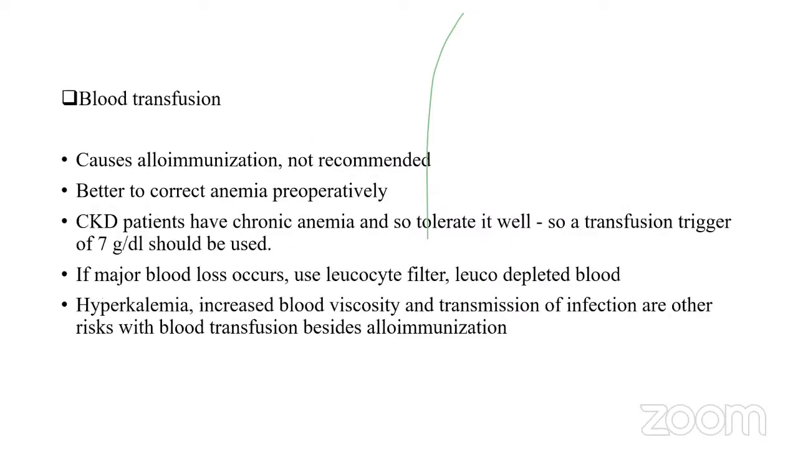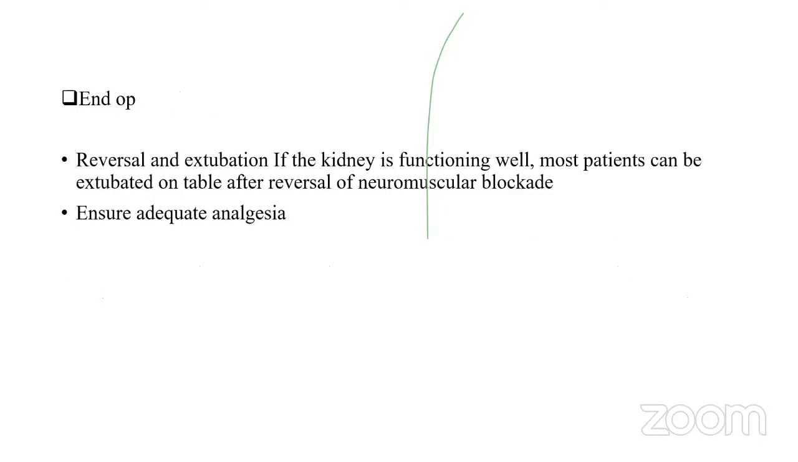Blood transfusion. It causes alloimmunization, so it is not recommended routinely. Better to correct anemia preoperatively. CKD patients have chronic anemia, so they tolerate it well. The transfusion trigger in CKD is 7 grams per deciliter. If major blood loss occurs, use a leukocyte filter or leukodepleted blood. Other risks with blood transfusion besides alloimmunization are hyperkalemia, increased blood viscosity, and transmission of infection.